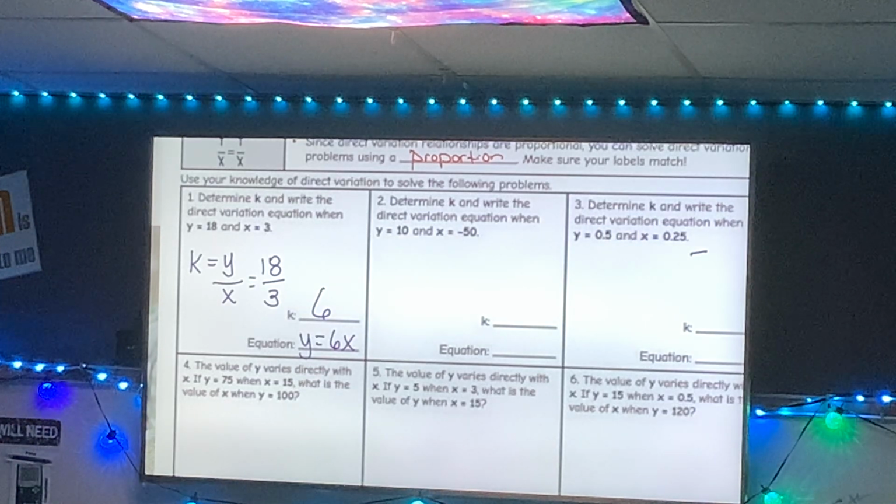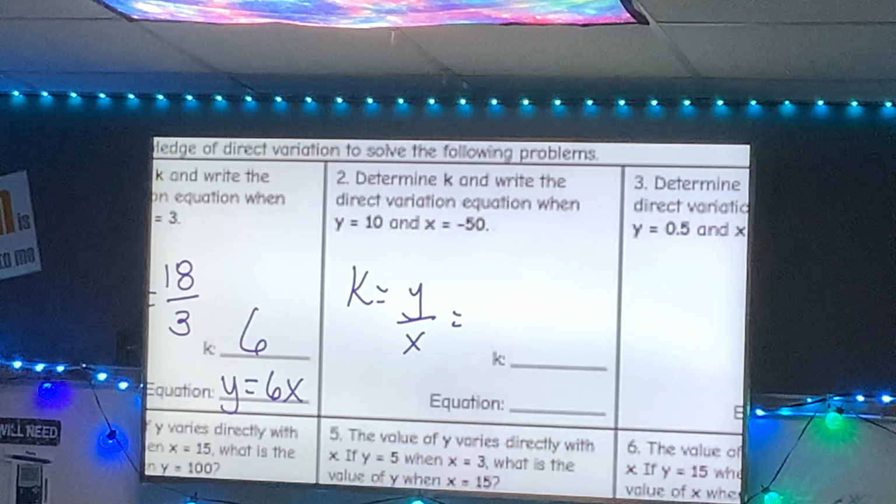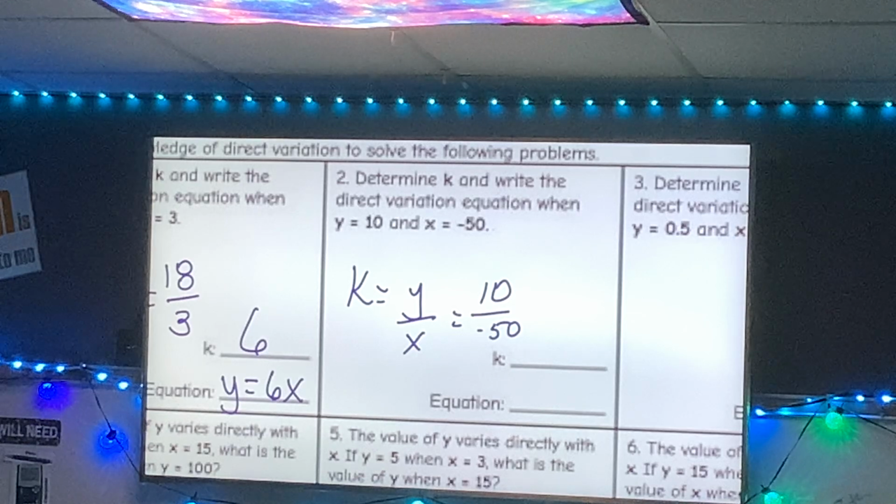So, to determine K in our next one, K is going to be Y over X, where Y is 10 and X is negative 50. Now be careful when you reduce that down.